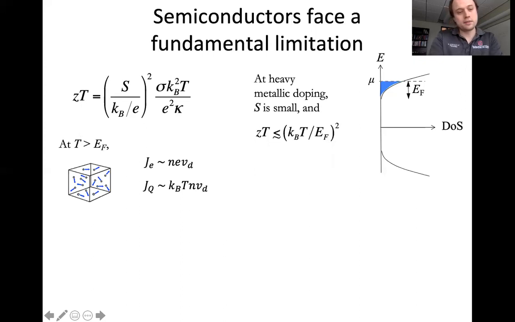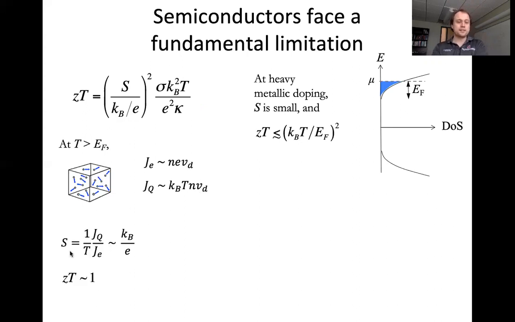Now, if you reduce the Fermi energy just by adding fewer electrons, eventually you'll get to a point where k_BT is bigger than E Fermi, and now your electrons sort of look like a thermal gas or a Boltzmann gas of charges. And the electric current basically looks like some drift velocity times the total number of charges, N times e. But for the heat current, each electron has sort of k_BT of heat. So the heat current looks like k_BT times the number of electrons times that same drift velocity.